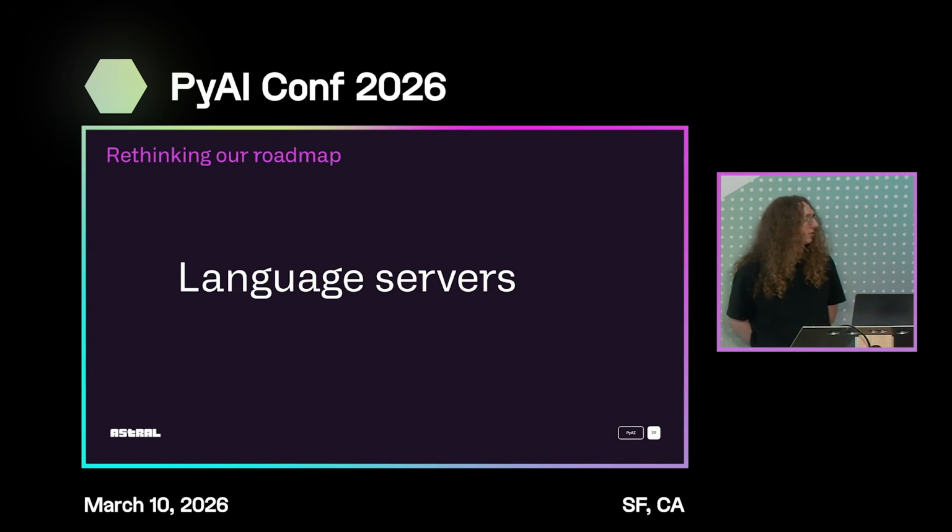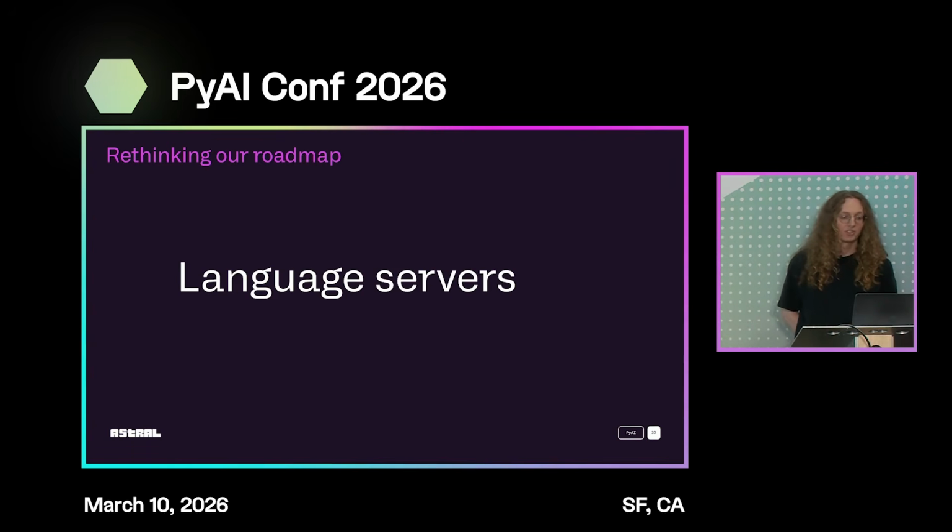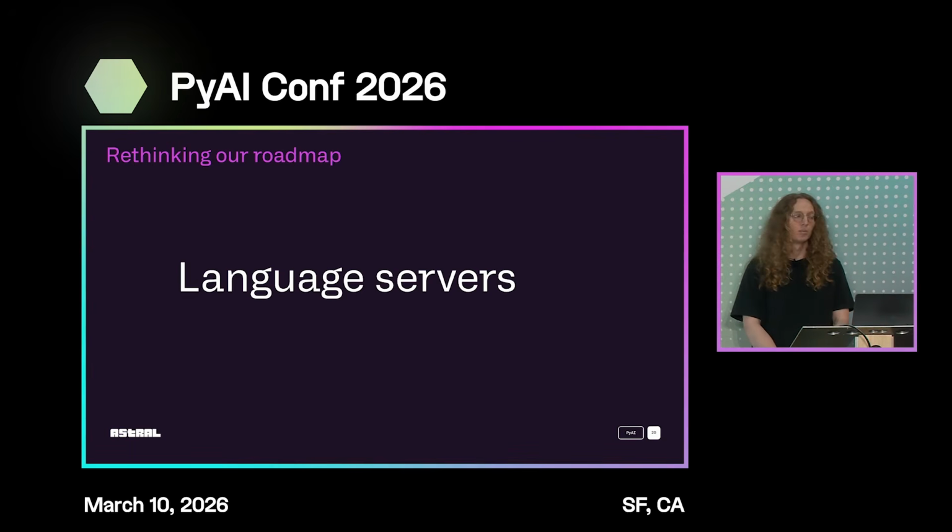I want to move on to another roadmap item other than output. So I want to talk about language servers. Language servers, or LSPs, power a lot of human interaction with programming languages in editors. And we're pretty actively working on a language server in TY, our type checker, and we're finding there's a lot of uncertainty about how we should be prioritizing features.